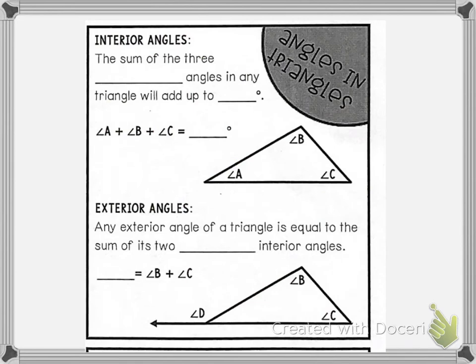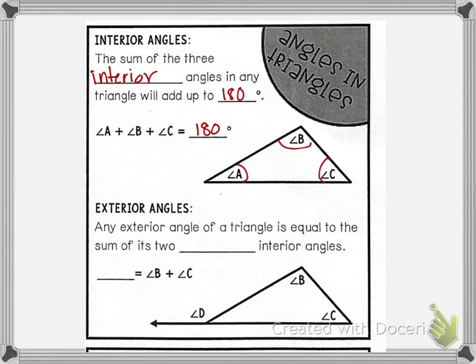Next, let's talk about angles in triangles. The sum of the 3 interior angles in any triangle will add up to 180 degrees. So when you have a triangle, angle A, angle B, angle C, when you add them together, it becomes 180 degrees.